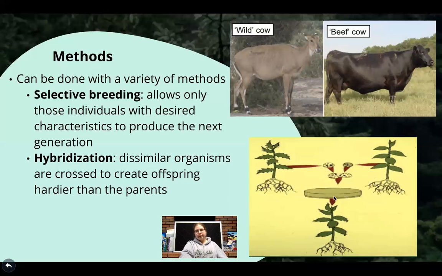So if you look over here, what they've done is they've crossed these two plants. So this one doesn't have any protection. Notice this one's super thorny. This one doesn't have any. What they've done is they've crossed them, and you have a plant that has some thorns for protection, but not so much that it's super thorny and we can't get to the plant to harvest it.